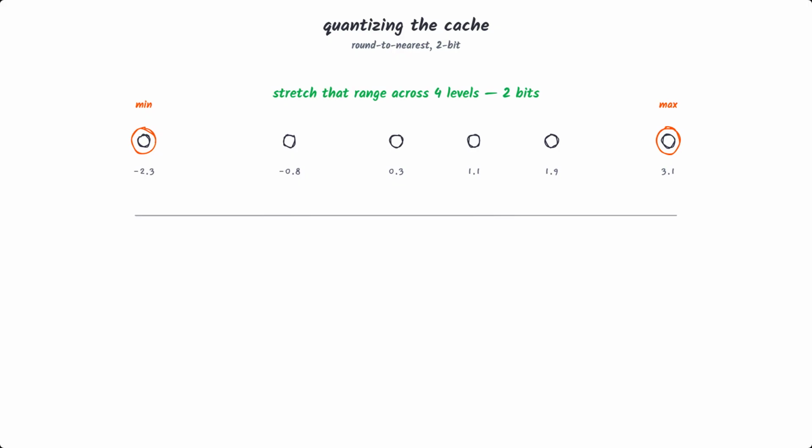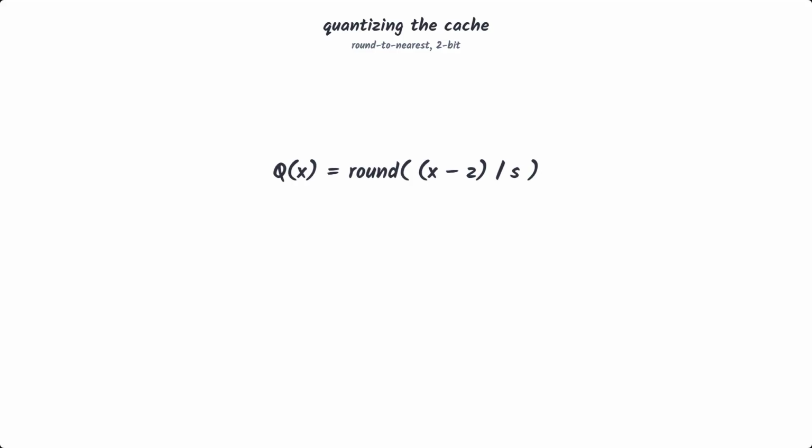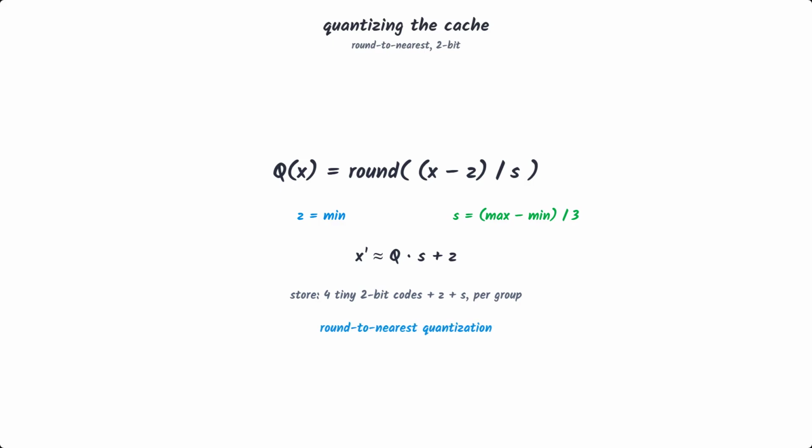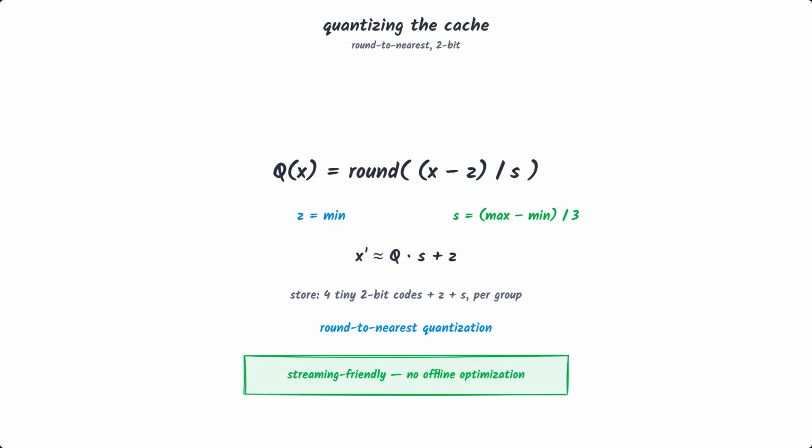So let's be precise about what quantizing the cache means. Each number gets mapped from a full 16-bit float down to a tiny integer, in KIVI's case a 2-bit integer, which has only 4 possible values. You take a group of numbers, find their minimum and their maximum, and stretch that range across your 4 levels. Subtract the minimum, divide by a step size, round to the nearest. To recover an approximate original later, you multiply back and add the minimum in. 2 little bookkeeping numbers, a zero point and a scale, per group. It's called round-to-nearest quantization, and it's simple and streaming friendly, which matters, because the cache arrives 1 token at a time, and you can't afford a heavy offline optimization for each new token.